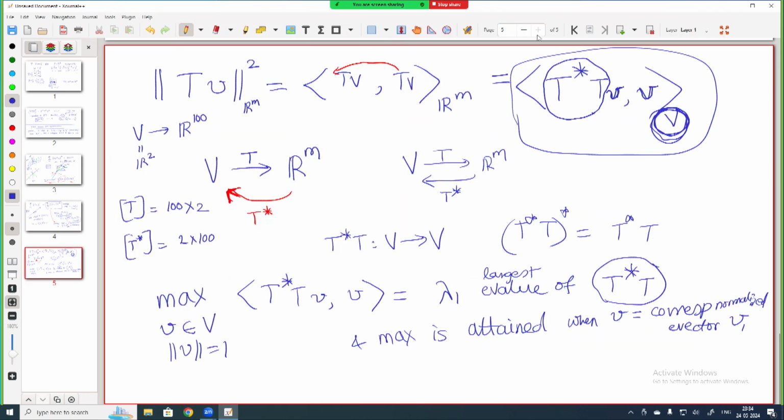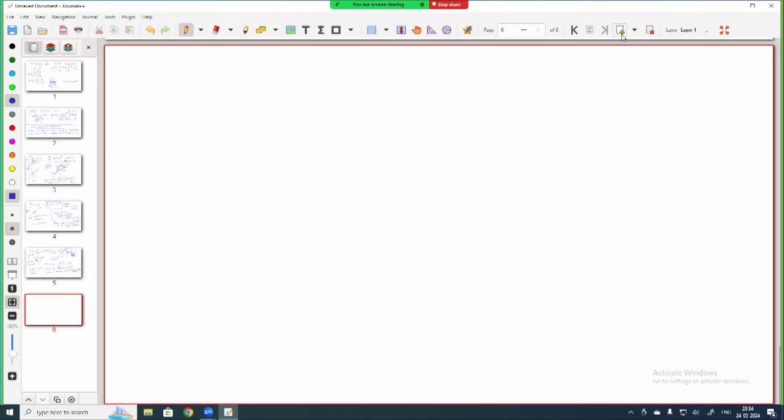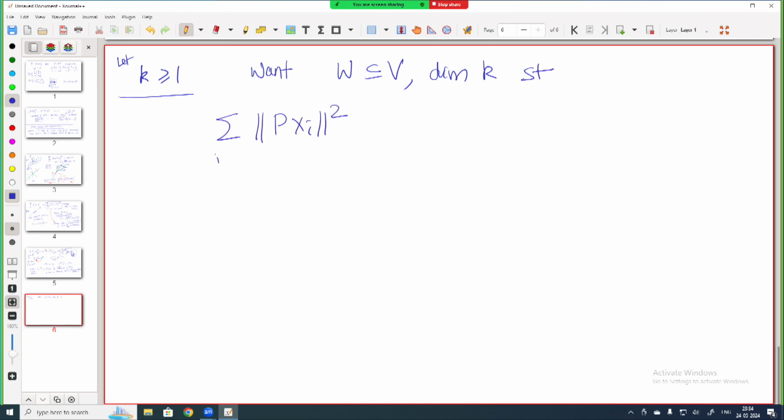So, let us pose the maximization problem once more, sum of the squares of the projections. General k, so let k be any number, one or more. We want W of dimension k such that the sum of the squares of the projections is maximum, and P is the projection onto W.